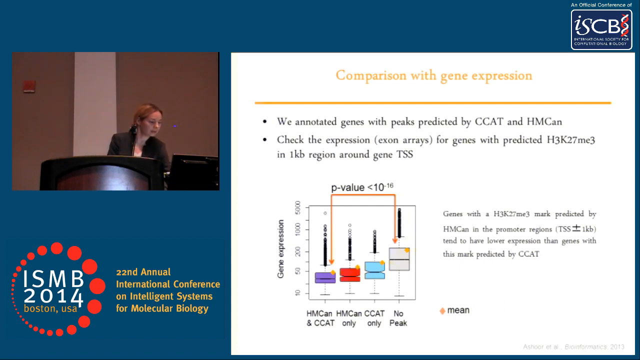But if we compare genes which have this repressive mark predicted only by one tool, only by HMCAN and only by CCAT, you see that actually HMCAN genes have low expression. This means that we predict more true events. But we missed also some true events, because you see that CCAT only genes, they have lower expression than genes which don't have any marks predicted by any tool.